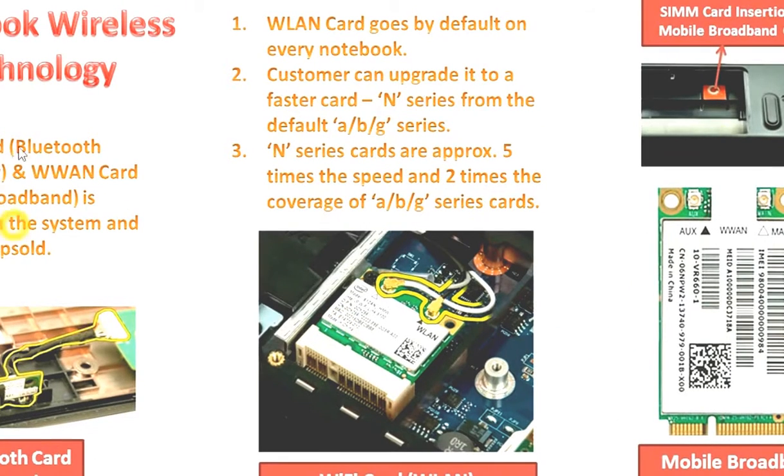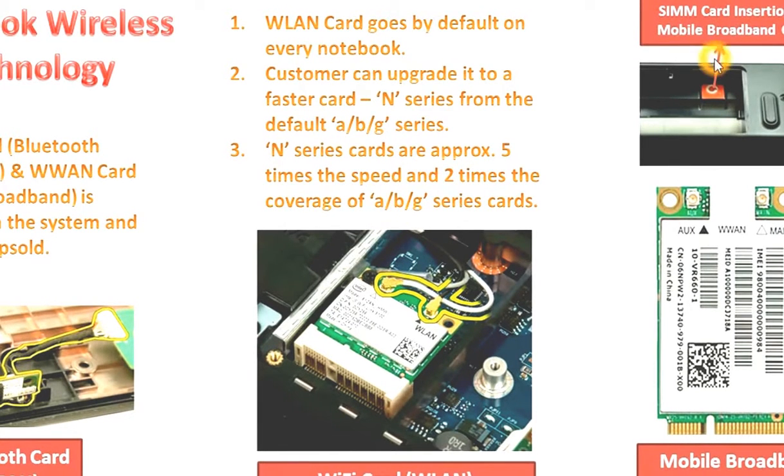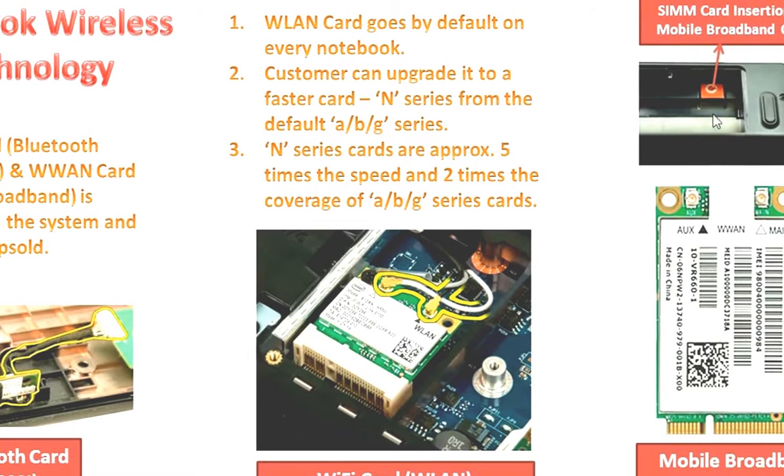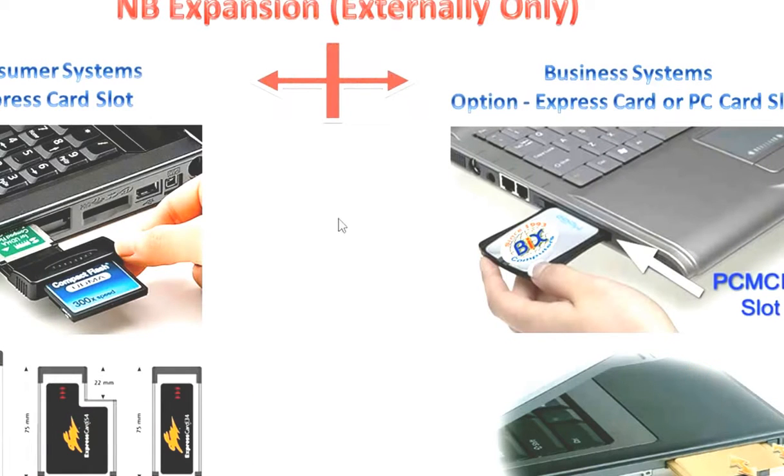So you can have Bluetooth by inserting a Bluetooth card, which is optional. Wireless LAN card is there by default, but you can upgrade it to an N series, which is 5 times the speed and 2 times the coverage of A by B by G, the existing series. And you can even have the mobile broadband card internally. All you do is put in the SIM from right behind the battery. You put in the SIM as well, and that is how you can have full-fledged broadband connectivity, either through Wi-Fi or through mobile broadband service. Let's go to the next one.